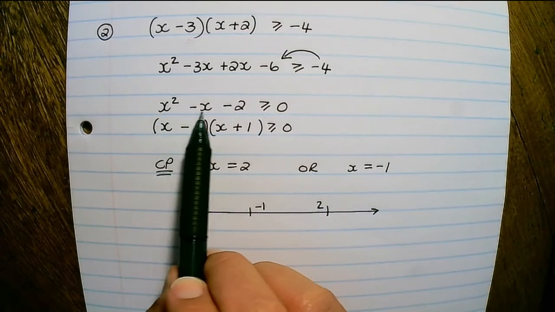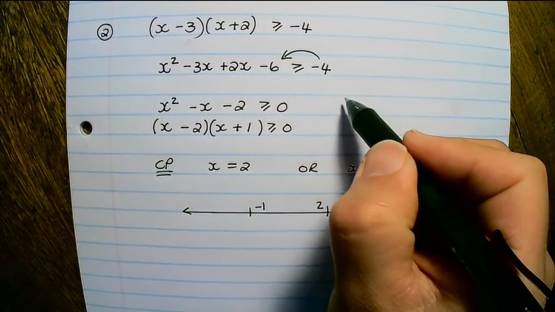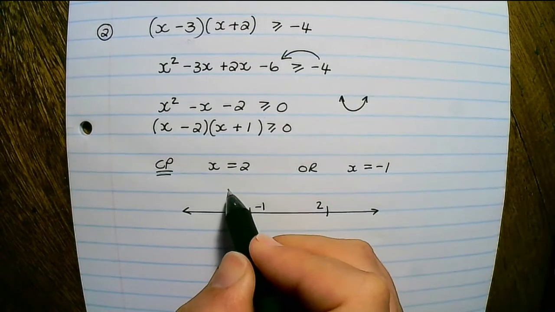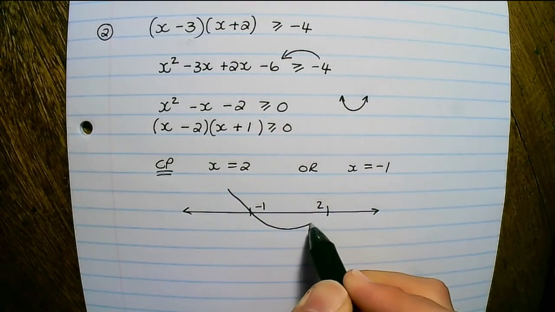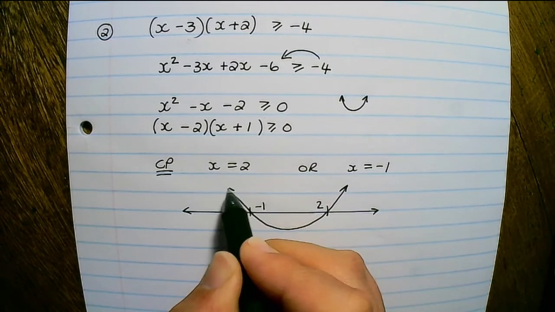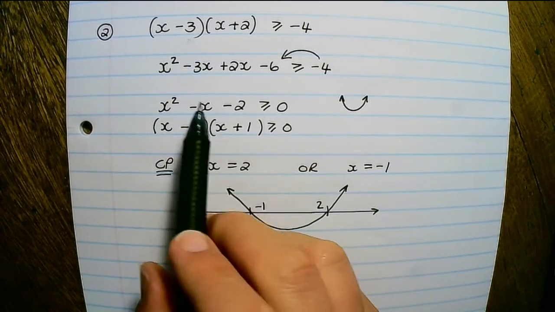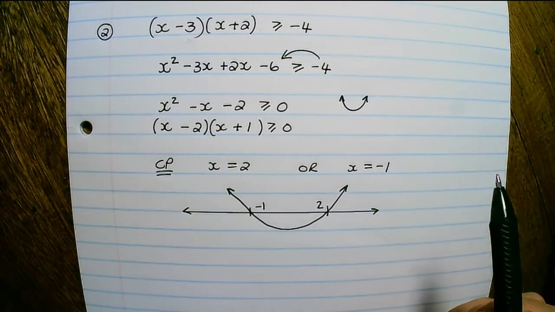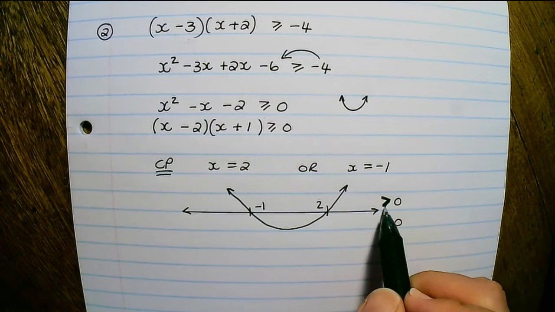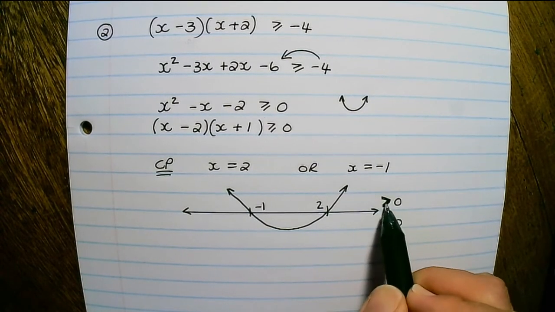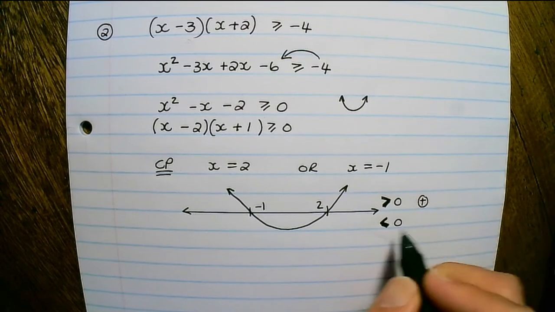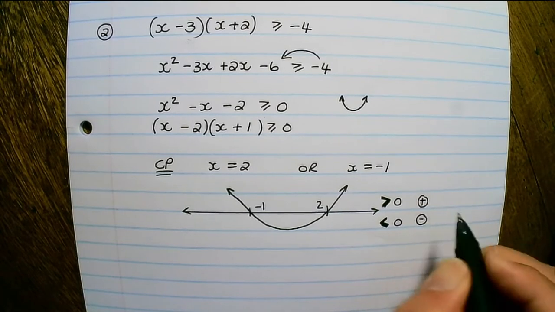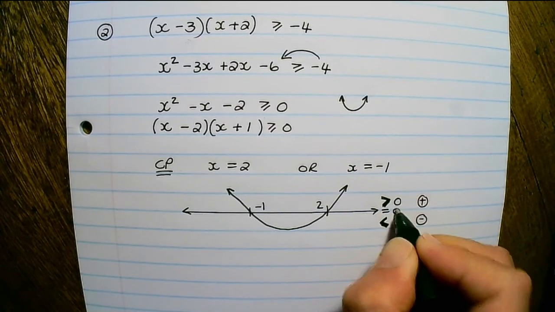And by looking at the equation here, I can see that it's a smiley parabola. And if I take that shape through the critical points, it will help me to justify where this expression would be bigger or equal to 0. And as I said before, everything above the number line is bigger than 0 or positive. Below the number line is smaller than 0 or negative. And on the number line is equal to 0.